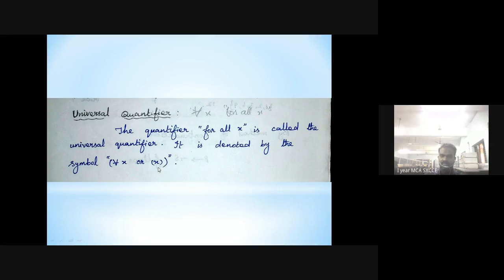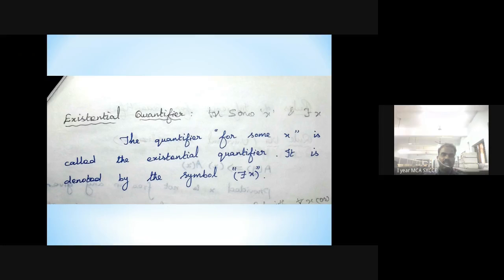ஃபார் ஆல் எக்ஸ் அல்லது பிராக்கெட்டட் எக்ஸ், which also means for all x. பிராக்கெட்டுக்குள்ளாடி, that is parenthesis உள்ளாடி, பராந்தசிஸ்னா தெரியுங்களா, பிராக்கெட். இந்த பிராக்கெட்டுக்குள்ளாடி x எழுதுனீங்கன்னா the meaning is for all x. இது ஃபார் ஆல் எக்ஸ்.